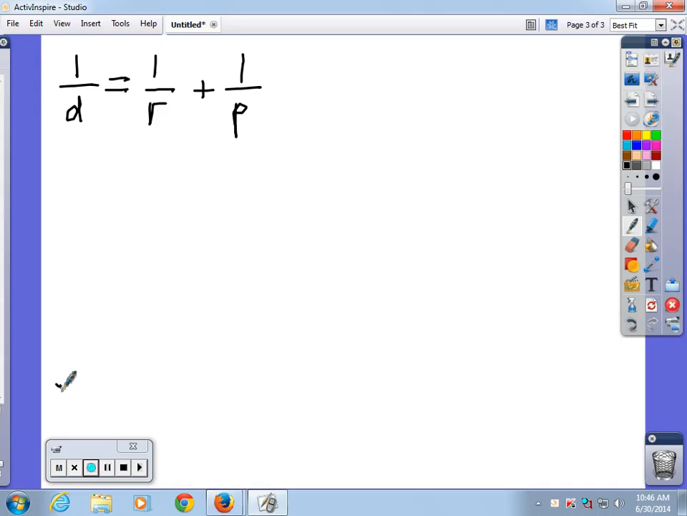So the common denominator is going to be DRP. You just put all three terms over DRP. So they're nice and hard. Wait a minute, let me make it hard. Let me get confused.